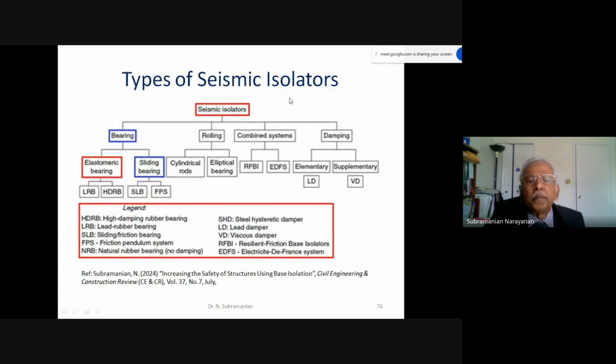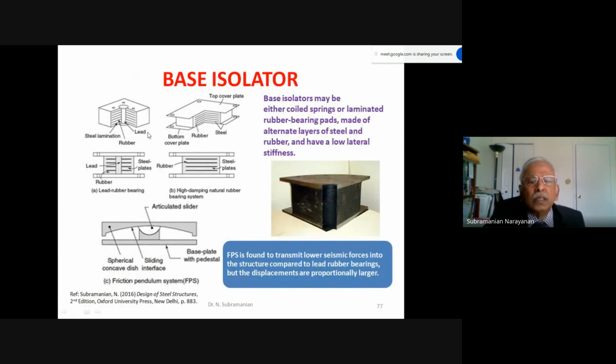There are different types of base isolators. Normally, we encounter only elastomeric bearing and sliding bearing seismic isolators. There can be other isolators and damping devices also, which can be used. So this is the base isolator with lead and rubber bearing. Here, there is a pin made of lead, and then steel plates and rubber are alternately placed in this.